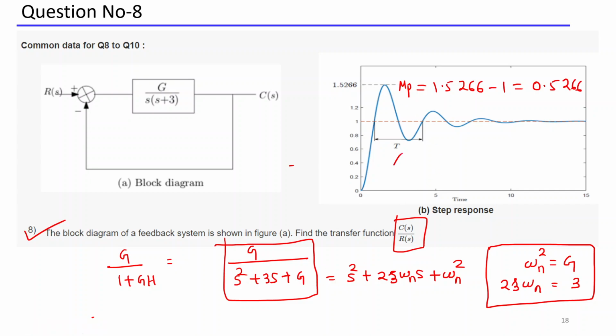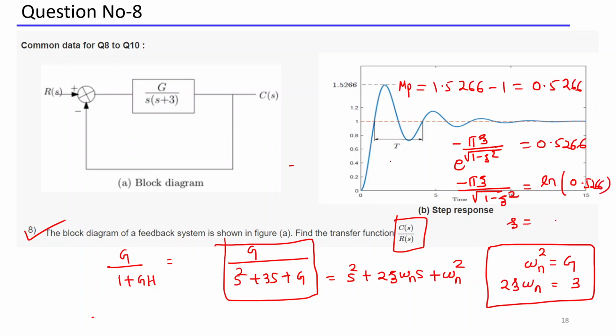So here you apply this formula: percentage peak overshoot is e to the power minus pi zeta divided by square root of 1 minus zeta square. Here in place of this you write this one, 0.5266, then minus pi zeta divided by root of 1 minus zeta square. There should be some ln of 0.5266. After that, here you find zeta. The zeta value here is something like 0.2 you will get.